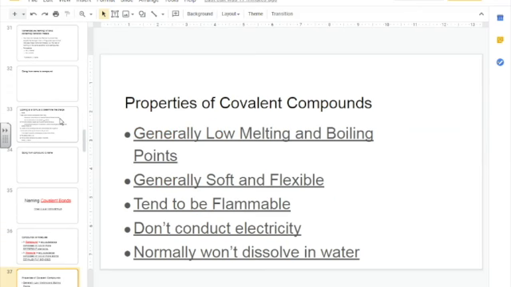So some properties of covalent compounds you need to know. They're generally low melting point and boiling point. They're generally soft and flexible. They tend to be flammable. They don't conduct electricity, and they normally won't dissolve in water.